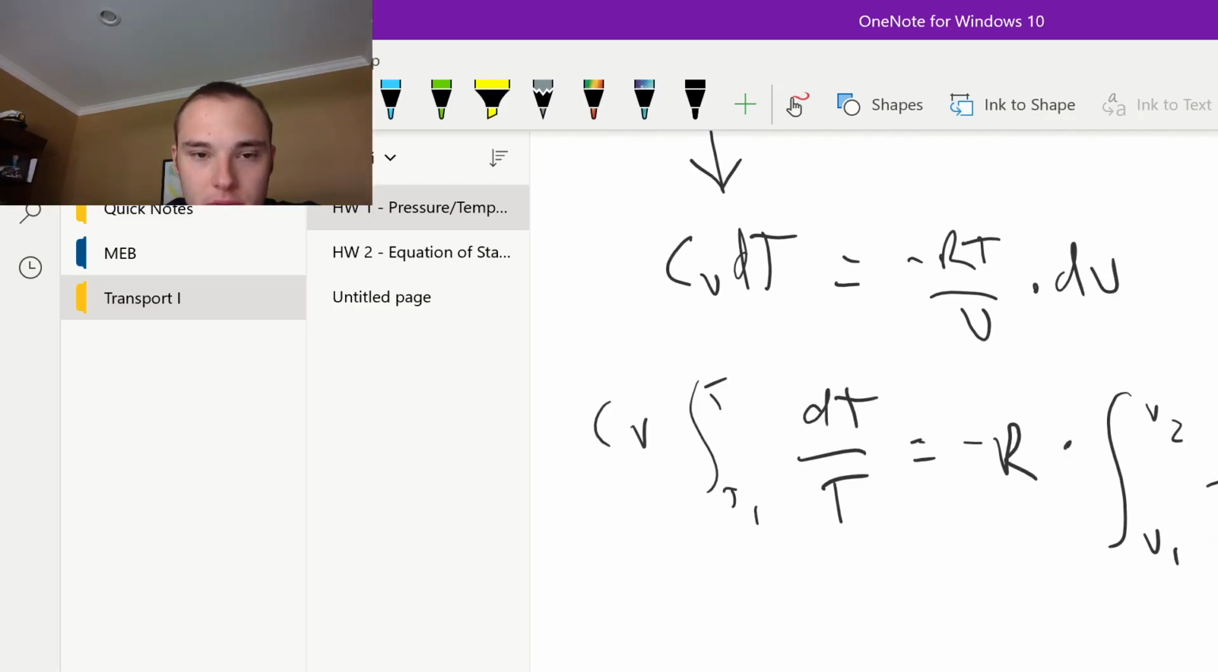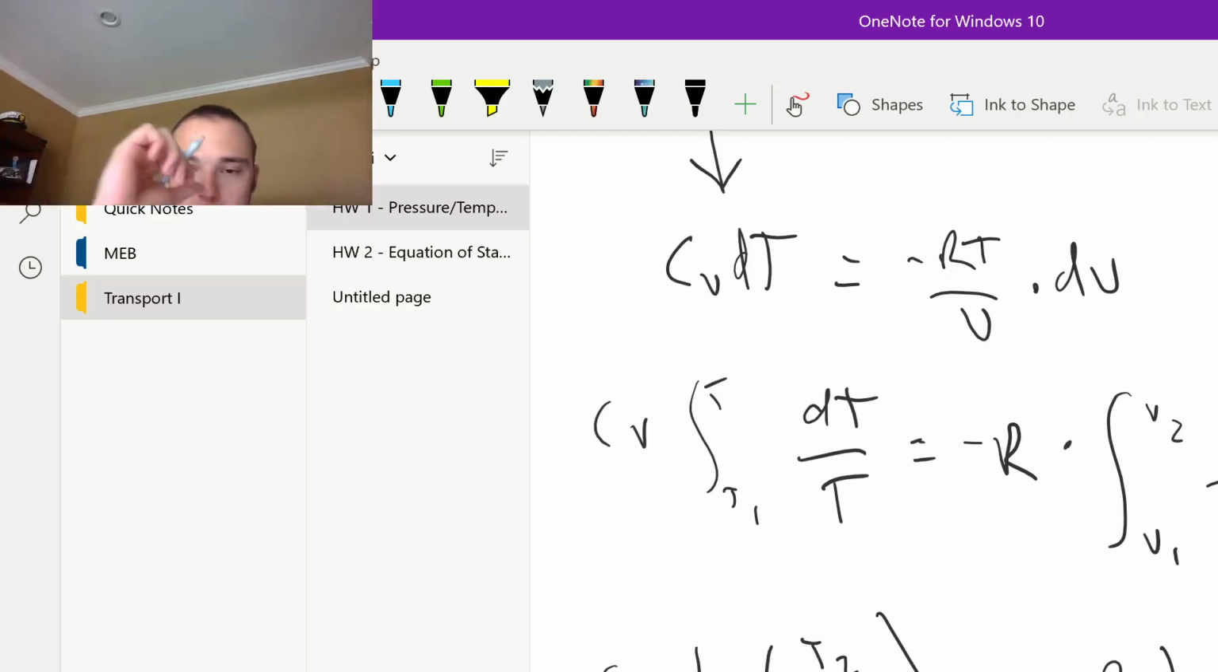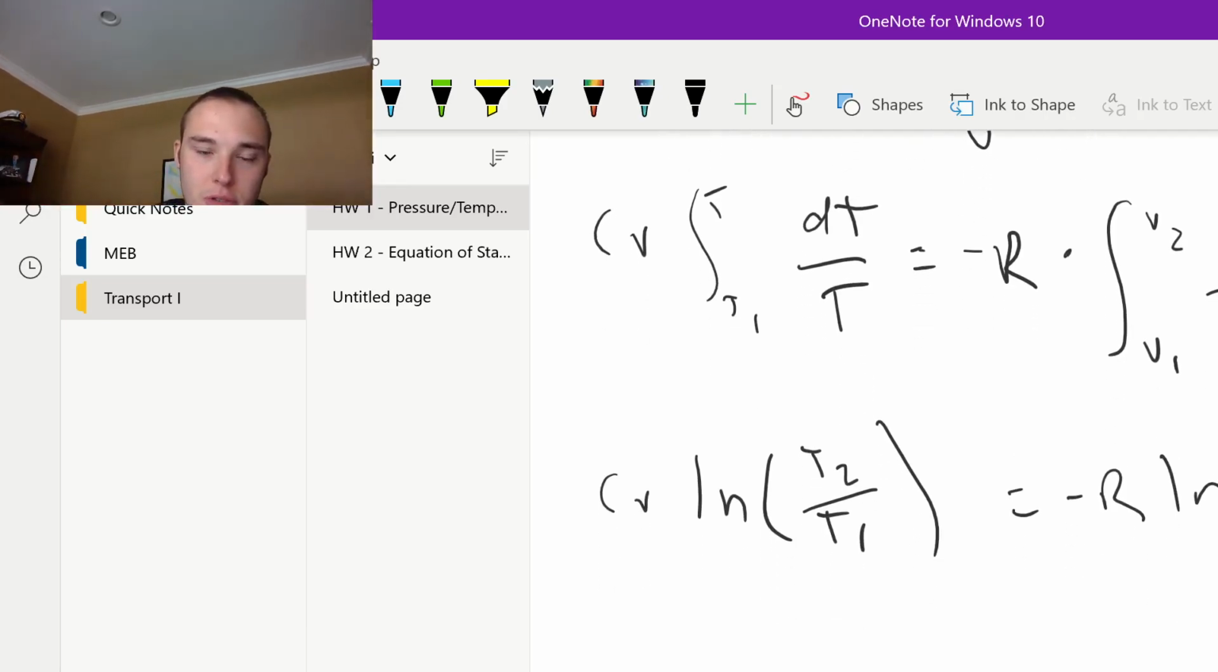And then if we keep solving this integration, we'll end up having CV, and then it's just an easy integration. We just have natural log. If we go and solve it all out, T2 over T1 equals negative R natural log V2 over V1. And our goal here is to try to get the temperature by itself, and we want to get temperature in terms of pressure.